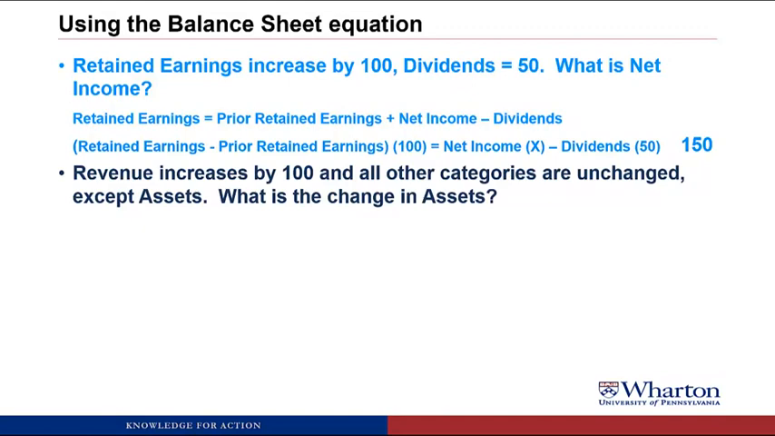Next, we have revenue increasing by 100. All other categories are unchanged except assets. What is the change in assets?